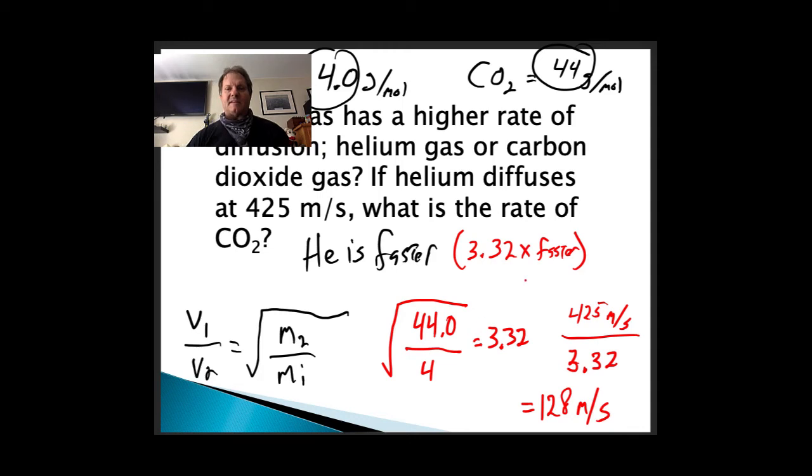Well, that seems to make sense because we know carbon dioxide has to be slower than the helium. How much slower? 3.32 times slower. So take the larger mass divided by the smaller mass, take the square root, you get a multiplier that's going to tell you how much faster or slower one gas is than the other. Then we're going to decide whether to multiply or divide based on how the problem looks.